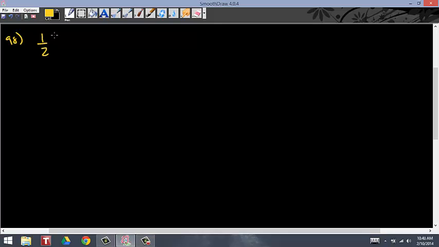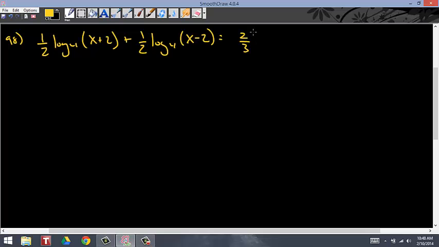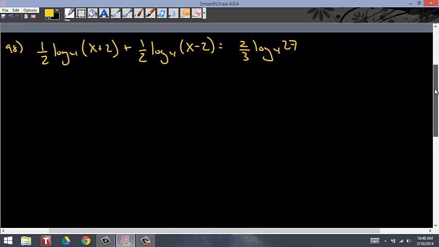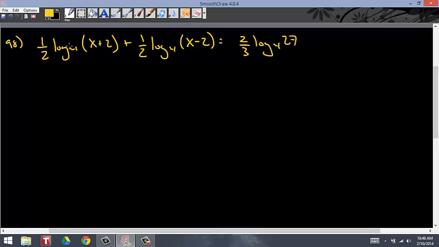All right, this problem here: 1/2 log base 4 of x plus 2, plus 1/2 log base 4 of x minus 2, is equal to 2/3 log base 4 of 27. Okay, this problem is actually really kind of intense, so let's just take care of it one step at a time. We know that we need to use some properties of logarithms here, and all of my bases are 4. So I'm going to go ahead and back all of these 1/2s and the 2/3 in.